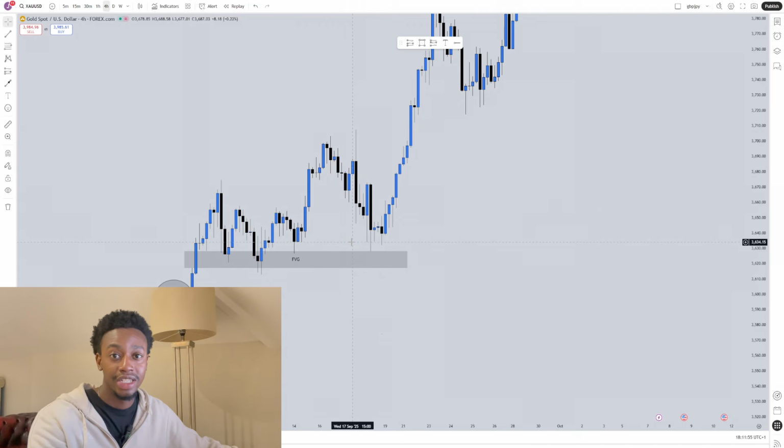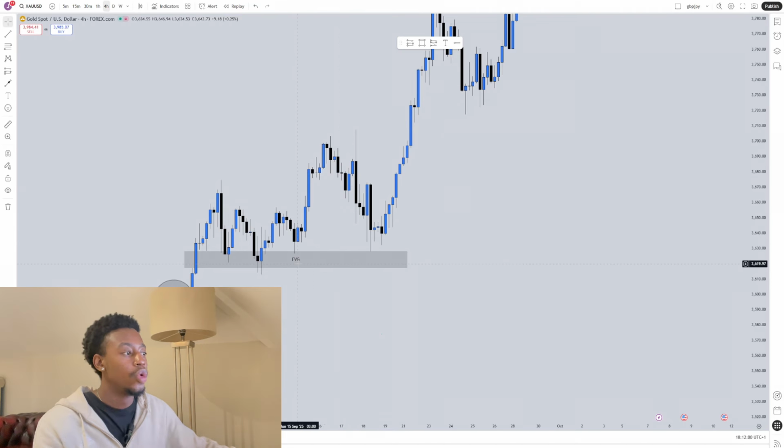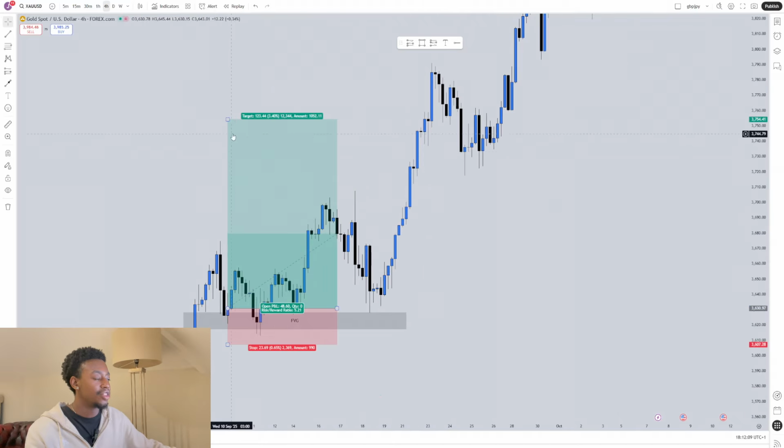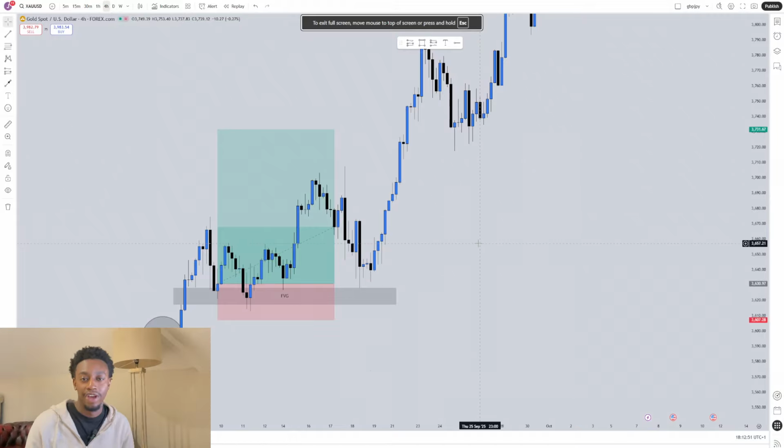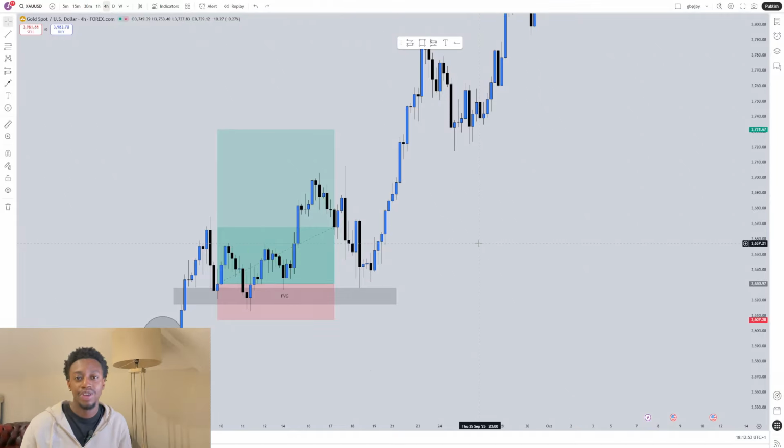So I waited for price to actually run back into the fair value gap, which it did, as you can see on here. And this is pretty much exactly where I took a buy position. I had my stop loss just below the fair value gap, and I was targeting a 1 to 4, if I remember correctly. And for those of you who don't know what a fair value gap is, a fair value gap is basically where price moves so aggressively, let's say to the upside or to the downside, and the next candle after that aggressive move leaves a gap.